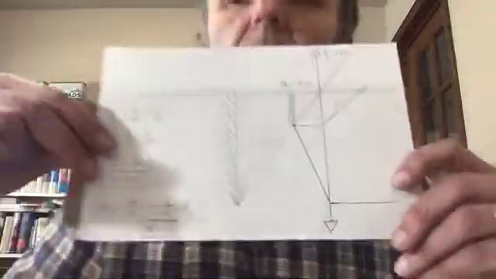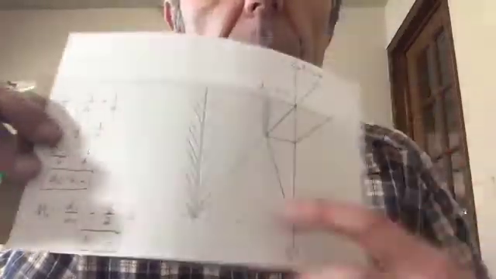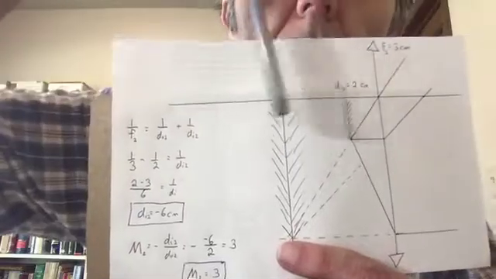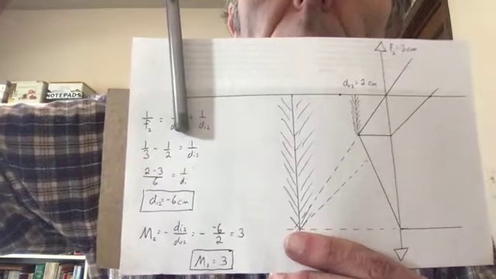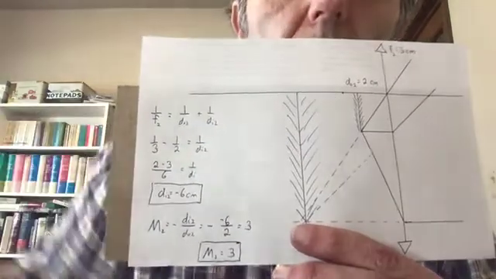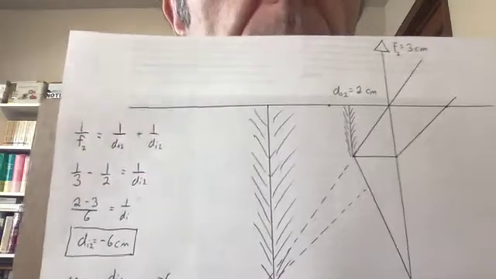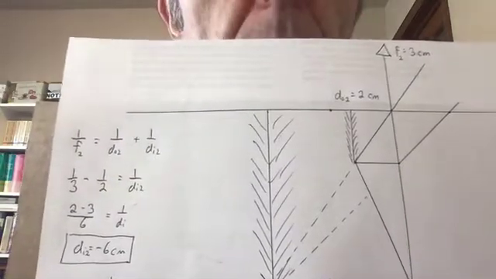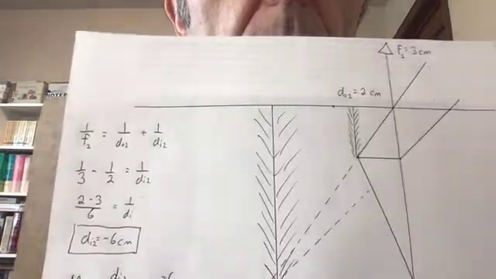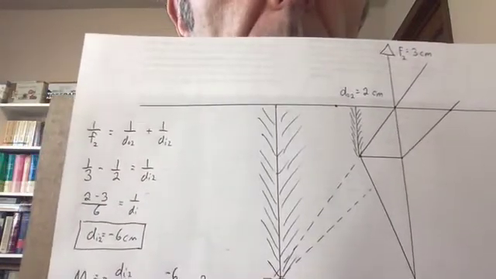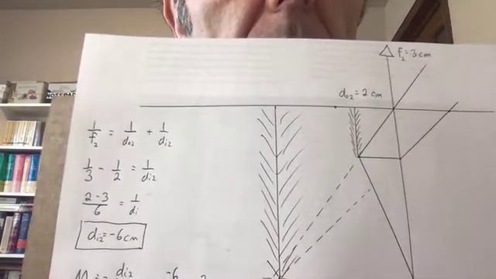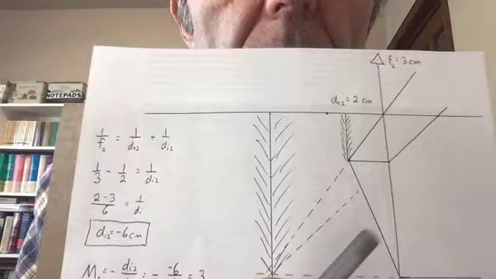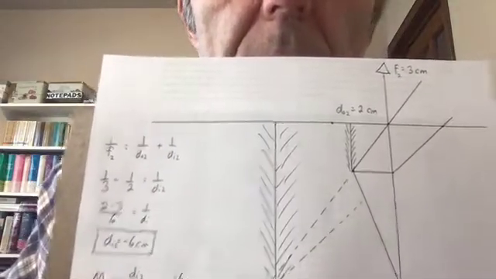Let's calculate this one analytically, just to remind ourselves how it's done. We have 1 over the focal length is 1 over the object distance plus 1 over the image distance. The focal length was 3 centimeters. The object distance we had found was 2 centimeters, so 1/3 minus 1/2. Put it over common denominators: we have 2/6 minus 3/6, or minus 1/6. Take the reciprocal, and you have an image distance of minus 6 centimeters.